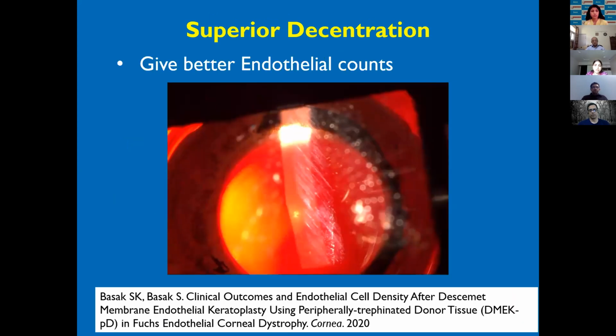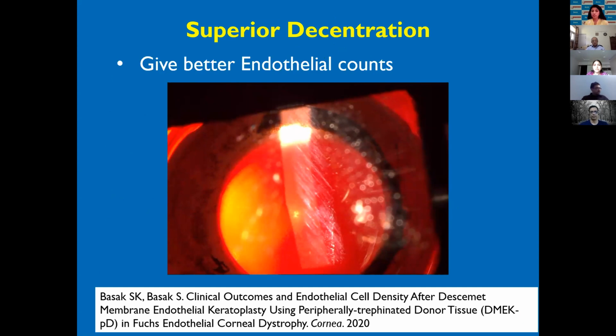Now, this is something we had a discussion about with Dr. Basak, and he remembers this paper, on decentering the cornea, and Vikas also mentioned this. We know that the superior cornea somewhat has protection from the upper eyelid. So the cell density tends to vary from the central to the mid-peripheral cornea to the extreme periphery.